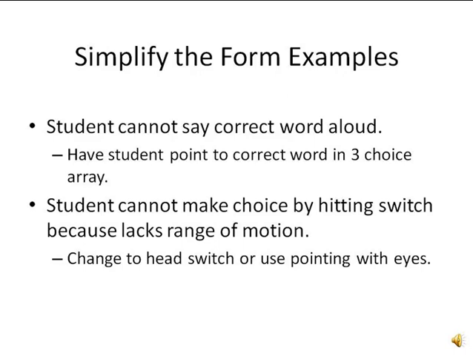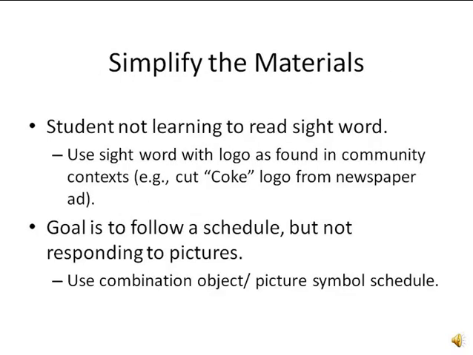Another one is to simplify the form of the examples. If we're asking the student to say the word and they're unable to say the word, again, if we can provide them assistive technology, that would help, but also they may be able to point to the word. For example, if we're asking the student to identify their colors or their color words, and if we present the word to the student, they may be able to point to the color if they cannot say the word. You may simplify the materials: not learning to read a sight word, but they could use a logo to identify that information instead. So we can simplify the materials, again, to provide them the opportunity to show what they're learning.